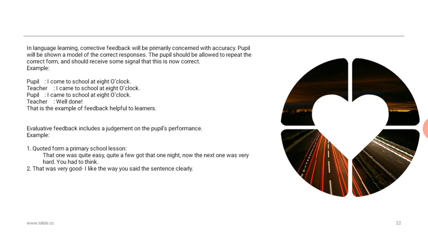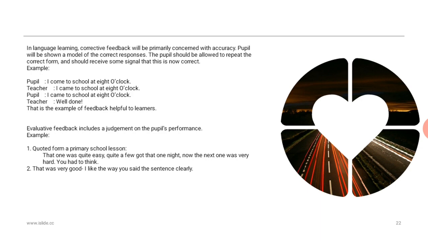For example, in language learning, corrective feedback will be primarily concerned with accuracy. The pupil will be shown a model of the correct response. The pupil should be allowed to repeat the correct form and should receive some signal that this is now correct. For example, you can read it. There are two examples. I will explain what the meaning of those examples is.